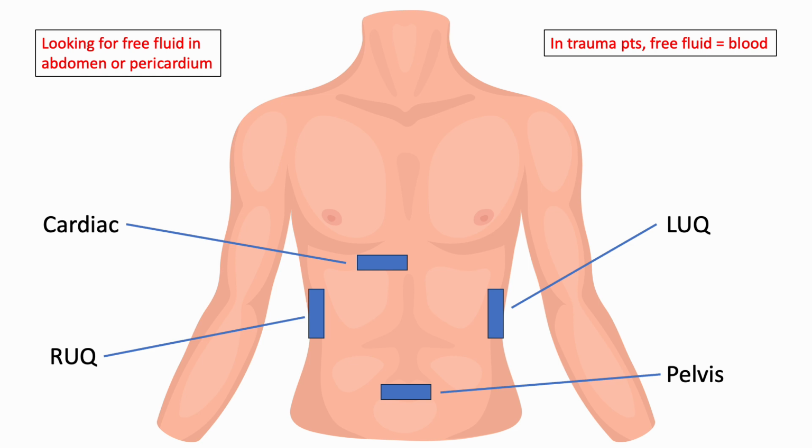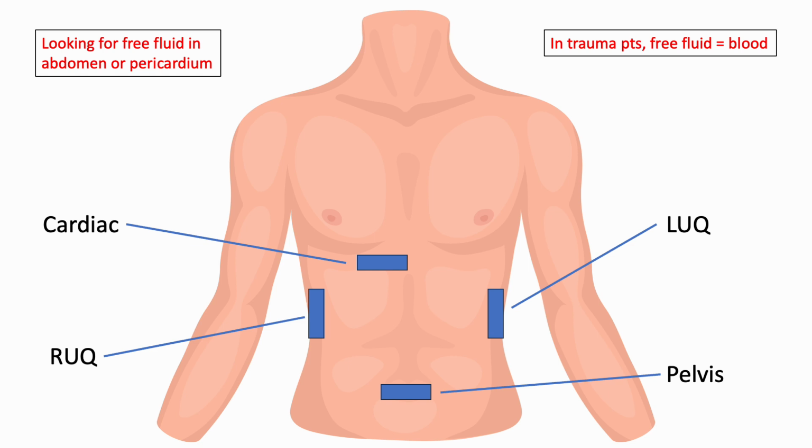So there are 4 basic views in the FAST exam. And what we're doing with each of these views is looking for free fluid where it shouldn't be. That's usually in the abdomen or the pericardium. Now, in trauma patients, free fluid equals blood until otherwise specified. Obviously, a patient can have ascites, they could have a known effusion in their heart, but in the pre-hospital phase, you're not going to know these things. So we have to assume that free fluid in a trauma patient is blood until otherwise proven.